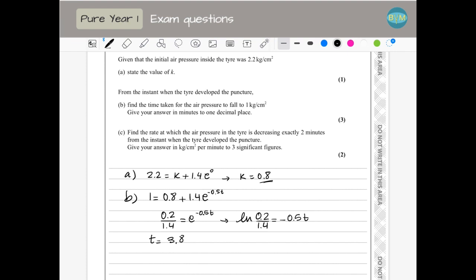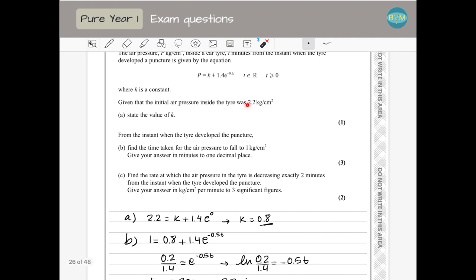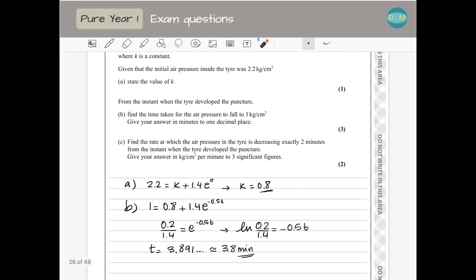3.891 something, and it says give your answer in minutes to one decimal place. So we are going to round that to 3.8 minutes. Remember, in all the questions that are modeling something and they give you units, give your answers with the units. Even if they don't tell you, they are going to remind you many times, but if they don't, I would still write the answers with units.